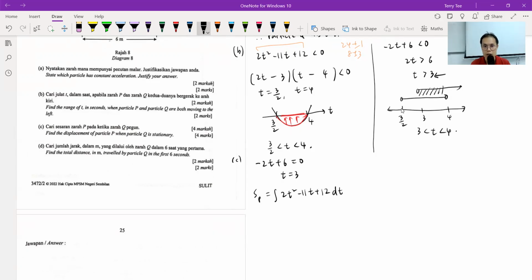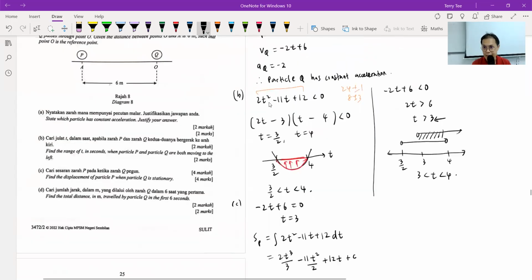So when you integrate this, we copy 2, copy t, increase the power by 1, divide by the increased power. This is 11t, increase the power by 1, 2, divide by 2, integrate 12, 12t plus c. Now we need to find the value of c. Now in this case, a bit unique because both particles, they don't start at the same point. When t equals 0, where is particle P? It is 6 meters to the left of point O. O is your starting point, your reference point.